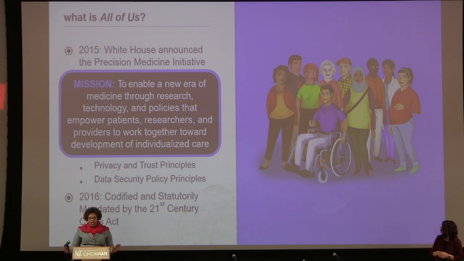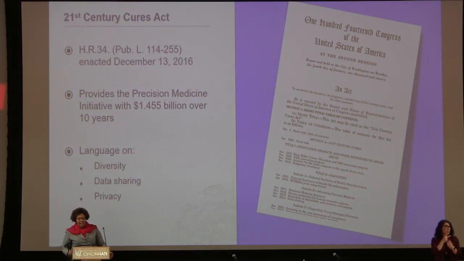In 2016, Congress passed the 21st Century Cures Act with broad bipartisan support. This act codified PMI into law and authorized $1.45 billion in funding for the Precision Medicine Initiative over 10 years. In addition, it included a number of initiatives and provisions that helped to sculpt the PMI, including pervasive language on health disparities and diversity, provisions on data sharing, and really importantly, language about data privacy. While it's very much a cross-government initiative, the All of Us Research Program is the cornerstone of the Precision Medicine Initiative. As such, the National Institutes of Health has a bulk of the Precision Medicine Initiative in its hands.